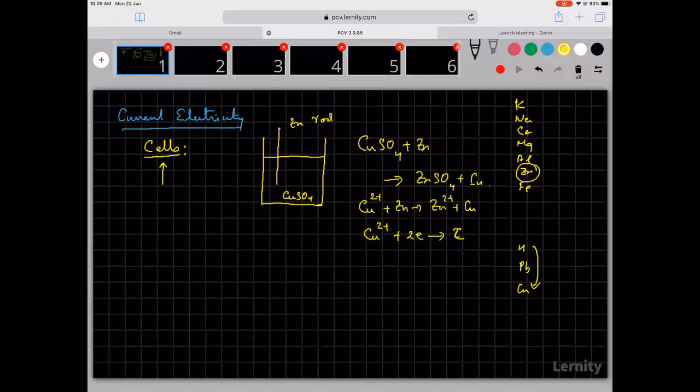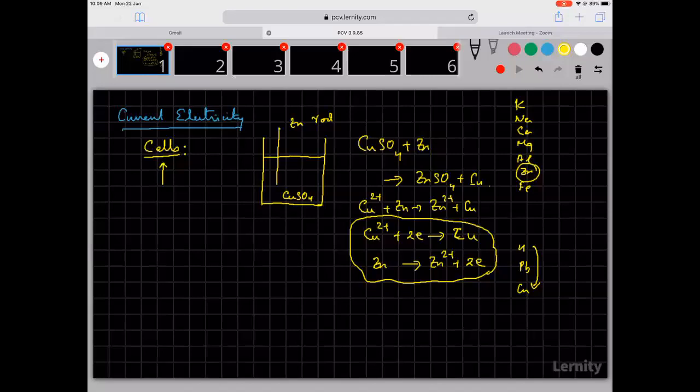So what Volta did is he saw a mechanism to separate these two. How did he think of a mechanism to separate these two? He took one container and he took one other container. In this container he had copper sulfate and a copper rod. In this he had zinc sulfate and a zinc rod. He made sure that there is a connection between these two. And he took a wire from here and a wire from here, and he tried to connect them.